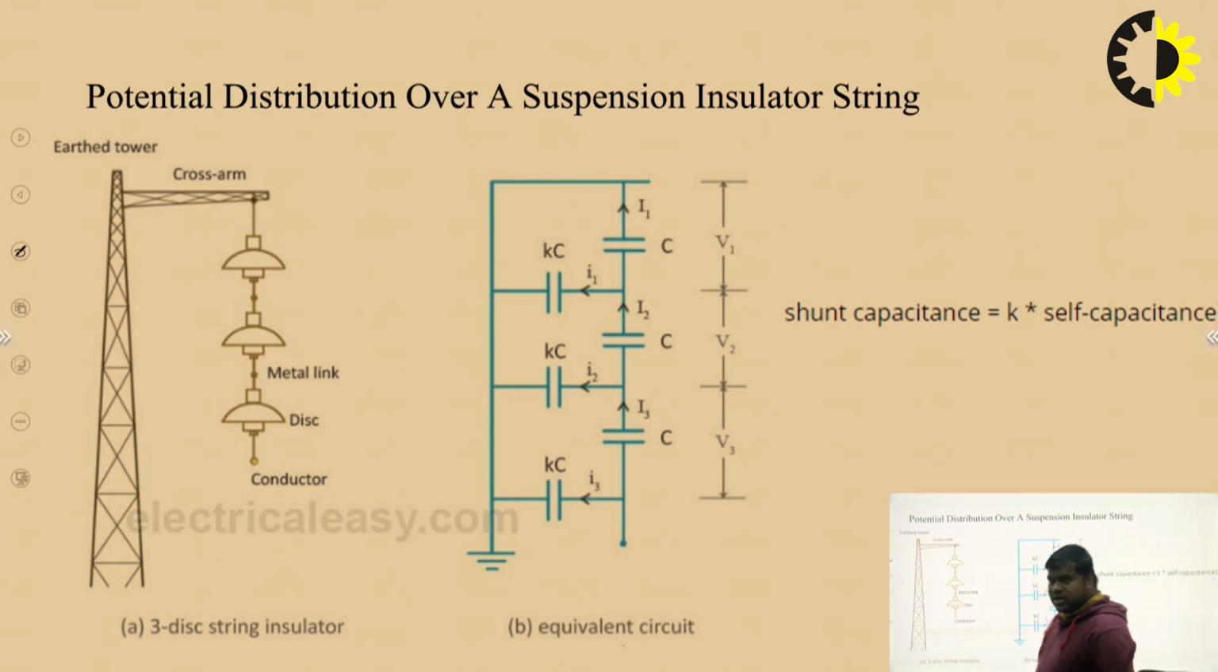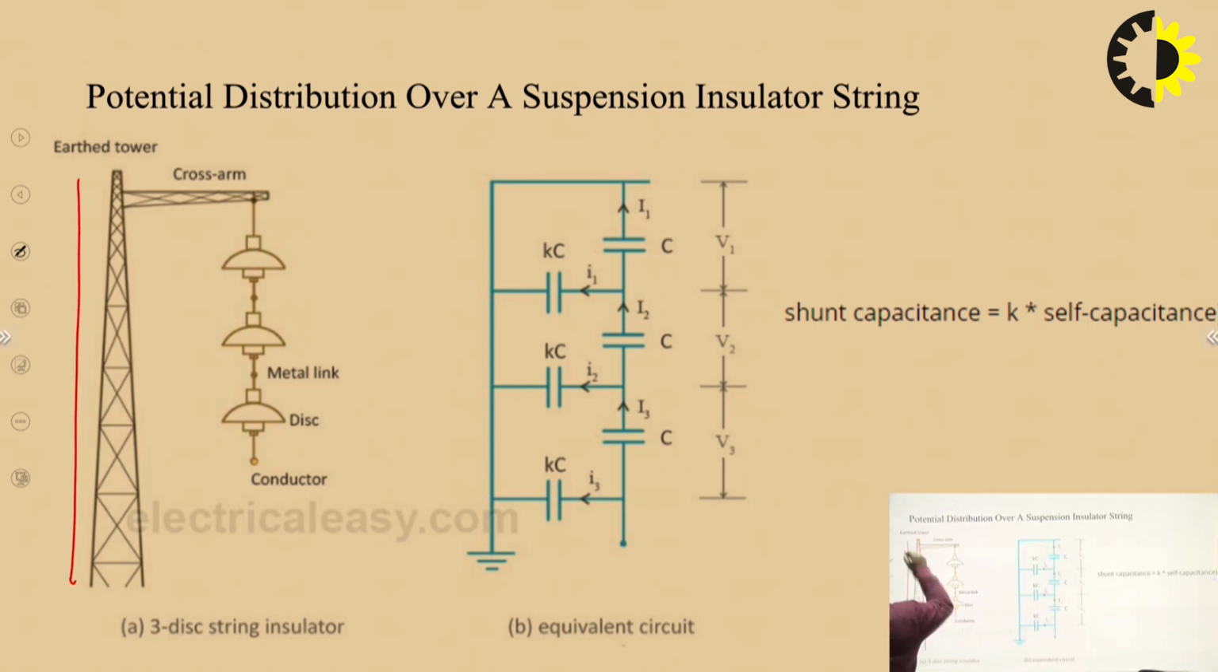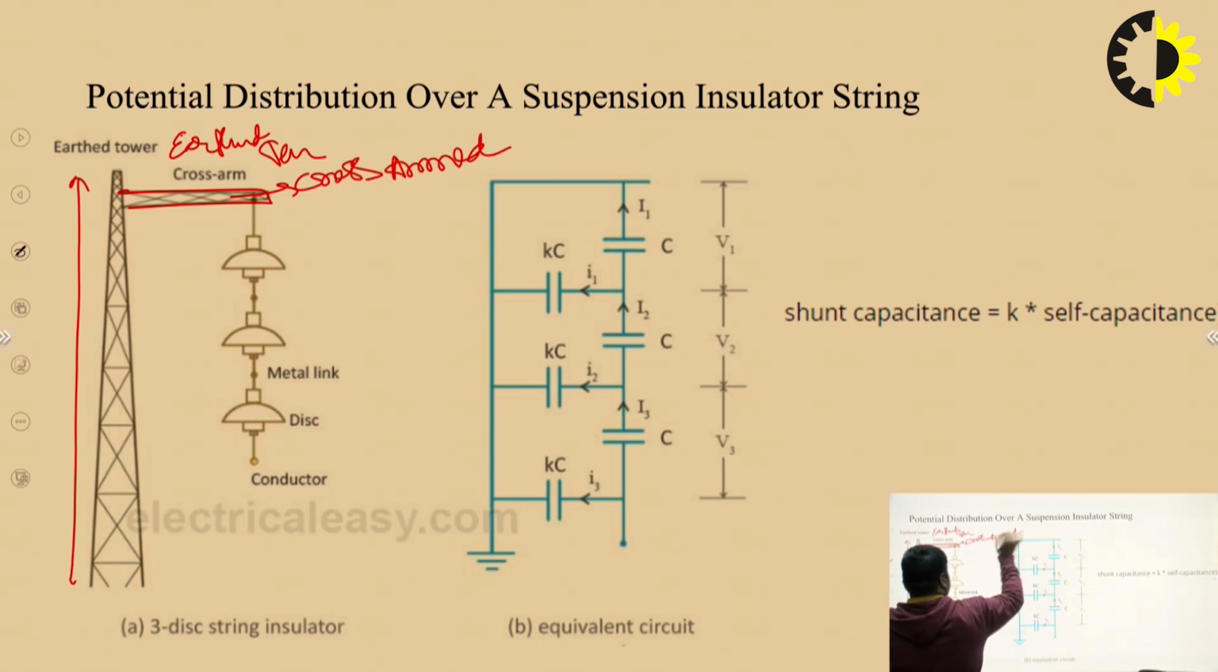So we will see the potential distribution over a suspension insulator string. This is the earth tower, and we will see the support. This is the cross arm. And these are the conductors and the insulators as well. And this is the metallic link, or strip.